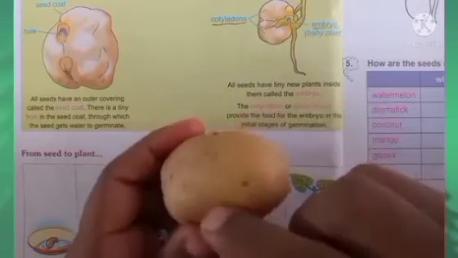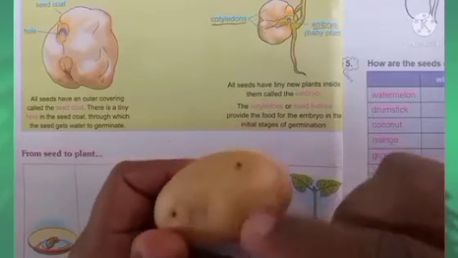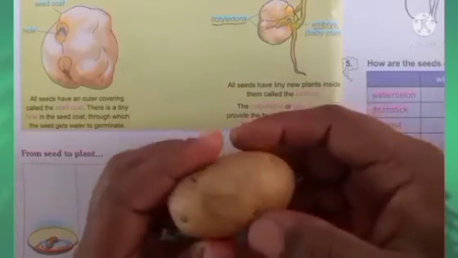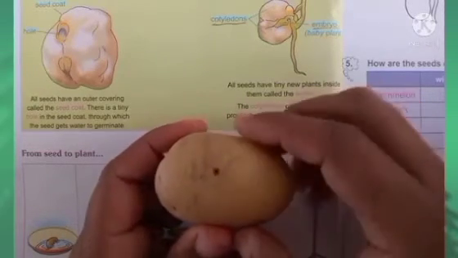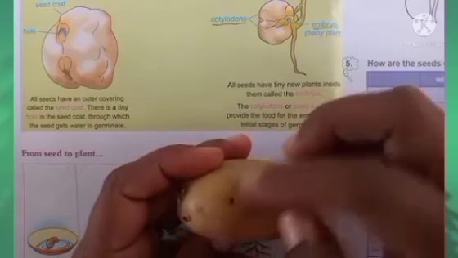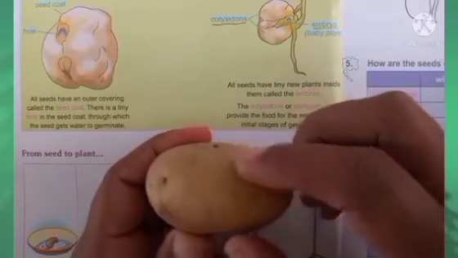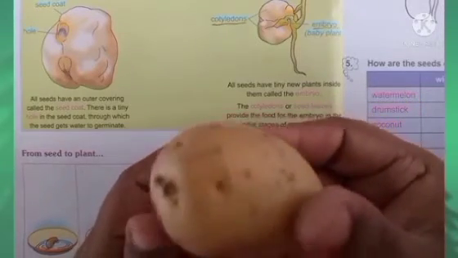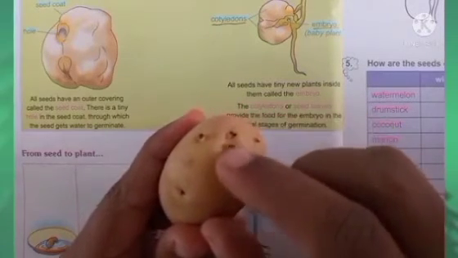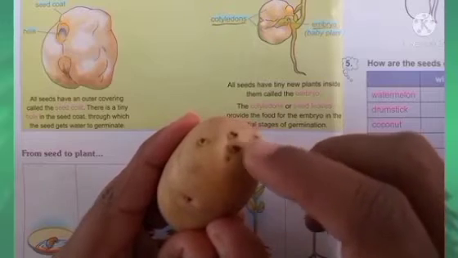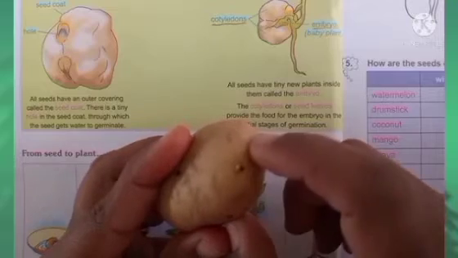From these holes, it gets water. This is the seed which gets water. From here it gets water to germinate, means to grow. Here you can see a small tiny thing coming out. See here, the small thing is coming out.